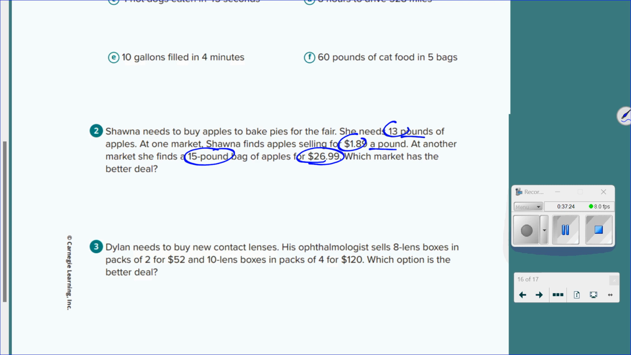Do I really have to do any work on this? No, they've already broke it down to a pound for me. So you break this one down for per pound, and then you should be able to tell me which one is better. So you're really only doing one problem on that.